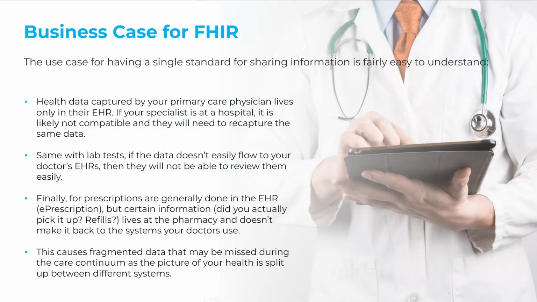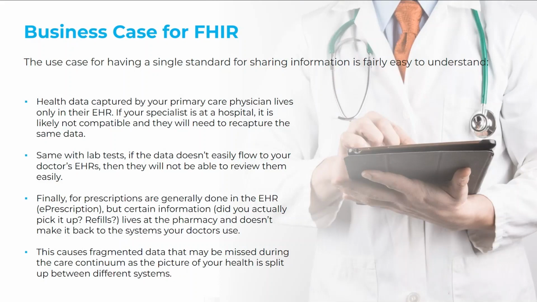So the business case for having FHIR, I think, is fairly easy to understand. I just outlined it right here. The health data that your primary care physician captures is stuck in their EHR. While it is true that if your specialist happens to use Epic as well, for example, they will be able to access the data at your primary care physician, it's like a walled garden, right? Epic wants everyone to switch to Epic in order to get access to it. They don't want to open it up to other EHRs because that's their market share. They want more people to be stuck in their system.